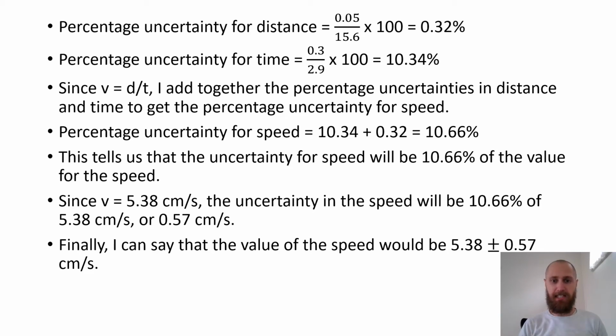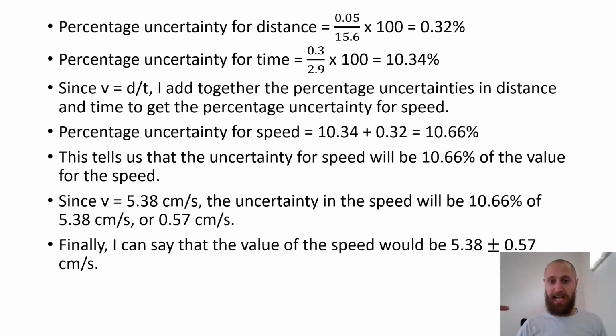Since speed is distance divided by time, I'm not going to do any timesing or dividing for this particular calculation. Speed depends on distance and it depends on time. Even though they're being divided one by the other in my calculation, I'm nonetheless going to add together my percentage uncertainties in distance and time, which will get me my percentage uncertainty in speed.